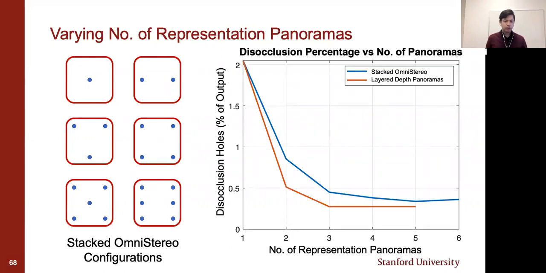The video on the right shows what happens to disocclusion holes as we increase the number of panoramas in the representation. The x-axis shows the number of panoramas. The y-axis shows the percentage of the output that's missing due to disocclusions. The red line corresponds to the layered depth representation, and the blue line corresponds to stacked omnistereo. We can see that the layered depth representation minimizes disocclusion holes using fewer panoramas compared to stacked omnistereo. Moreover, unlike stacked omnistereo, it is possible to inpaint directly into the layered representation, thereby reducing or even eliminating disocclusion holes during render time.